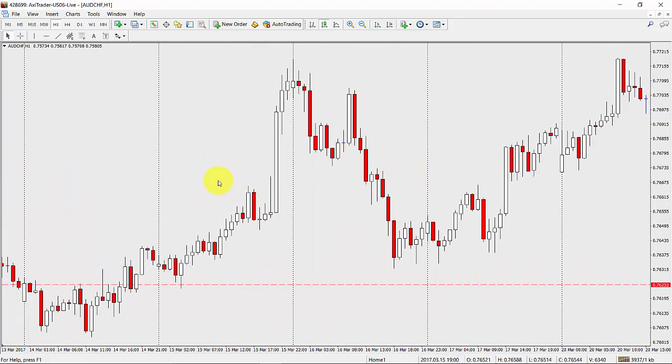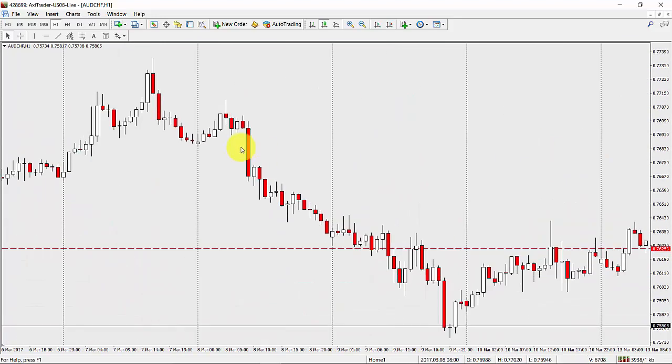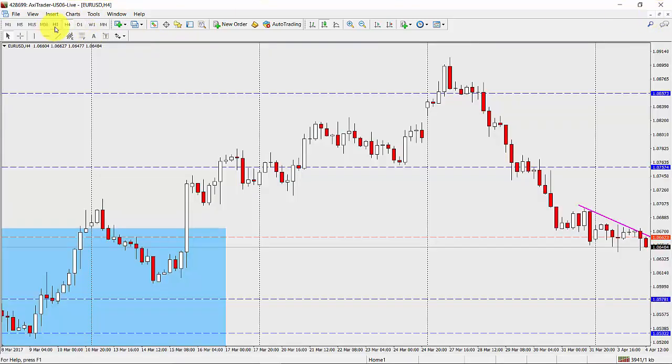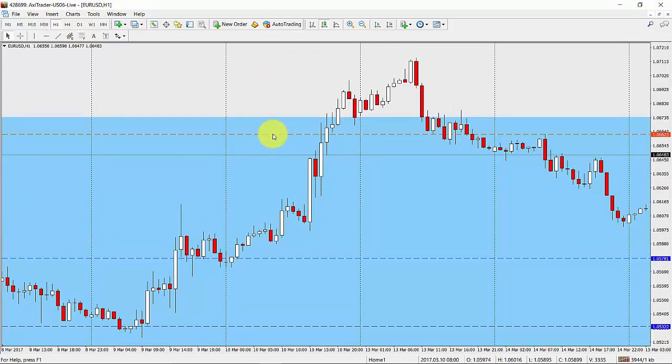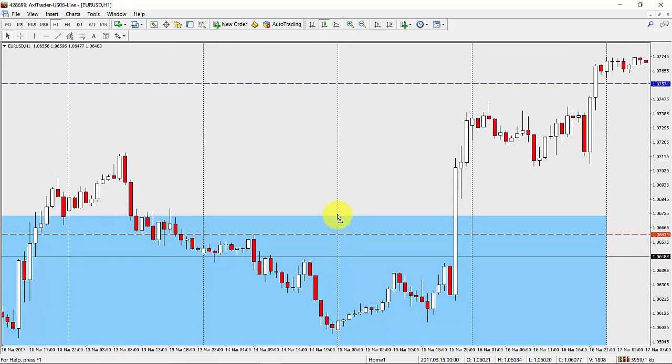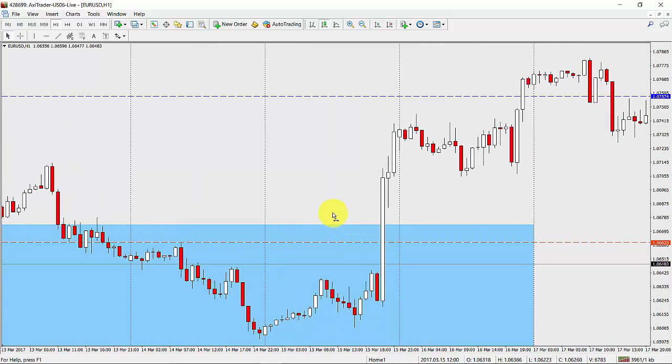But the way that I would do it, again, is I'd be looking for a nice, let's go to the euro. Go to the euro, find a nice 1 hour trend. And then once you get a 1 hour trend, wait for the big candle and then the diver.